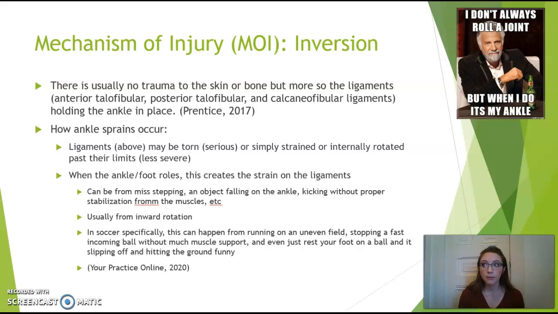So what can this be from? Well, in soccer specifically, it could be the athlete is running on an uneven field and it just internally rotates when it hits a bump or a hole. It could be stopping a ball without much muscle support from the ankle and it twists it. It could be just simply the athlete resting their foot on a ball and it slips off and hits the ground funny. It could really be anything, and there's so many different grades.